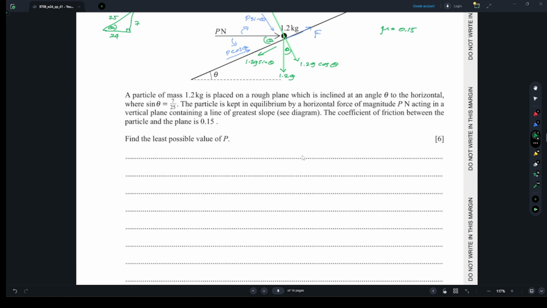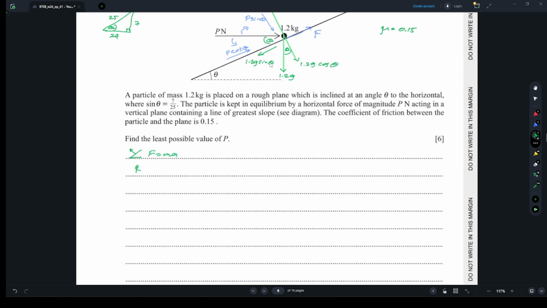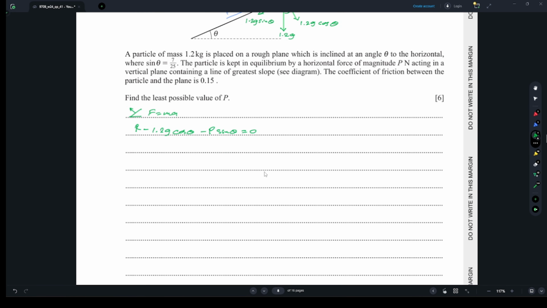So these are the forces. So I can apply, perpendicular to the surface, F equals ma. So what are the forces perpendicular to the surface and upwards? We have R minus 1.2g cos theta, and also we have P sine theta, minus P sine theta equals 0 because it's in equilibrium. So acceleration is 0. From this one, I will write R.